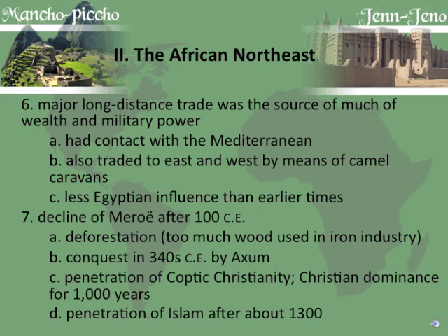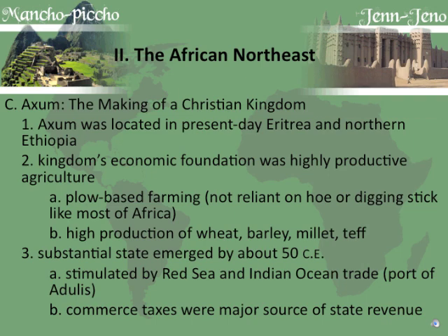They will have some struggles, though, with their decline because of deforestation and conquest by Axum. Of course, Christianity will come into this region as well under Axum, and then Islam will come later, around the 1300s. And of course, Axum will become a major Christian kingdom in this area, just in that northern part of Ethiopia, present-day Ethiopia, that is.